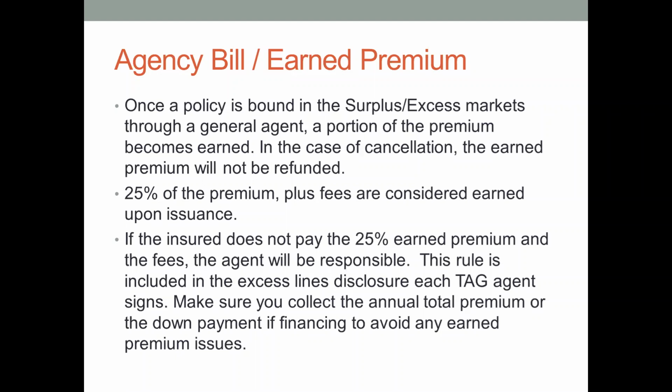Just to be clear on that, if the gross premium is $1,000 on a policy and there's a $200 fee, that's 25% of $1,000, which is $250, plus the fee, so that's $450. When you bind the policy, make sure you pick up a check for at least that amount.